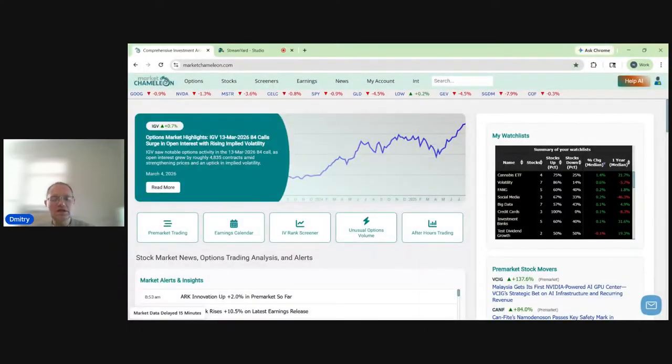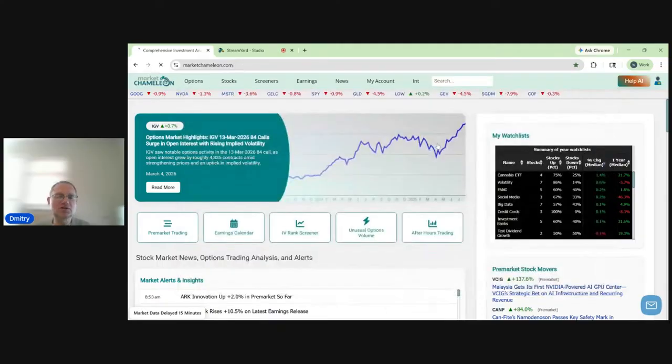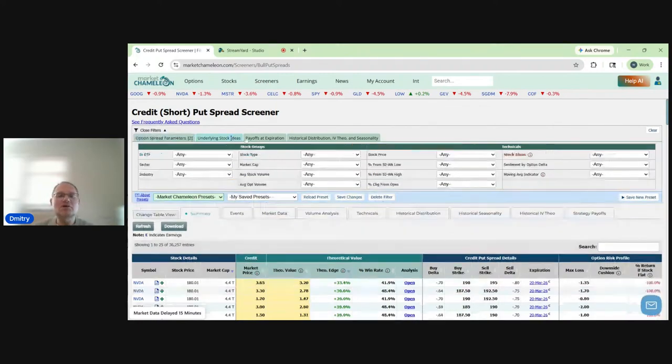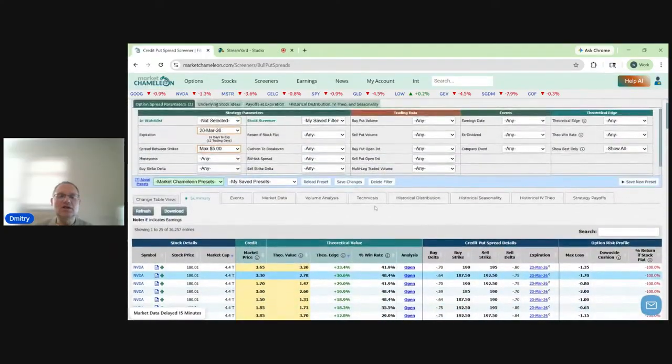Good morning, everyone. Let's first navigate to our credit put spread screener. So we're going to use the menu up top, hover over screeners. We're going to come over here and look at bull put spreads for our example. So we're going to click on that. And this takes us to our bull put spread screener where we have the filters above and the data table elements below.